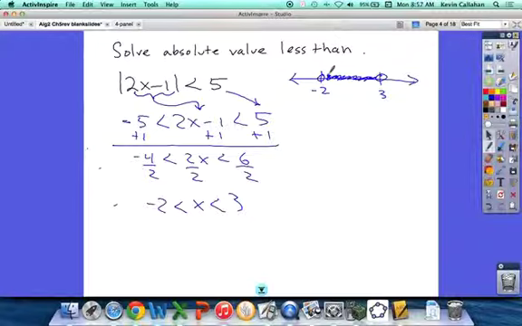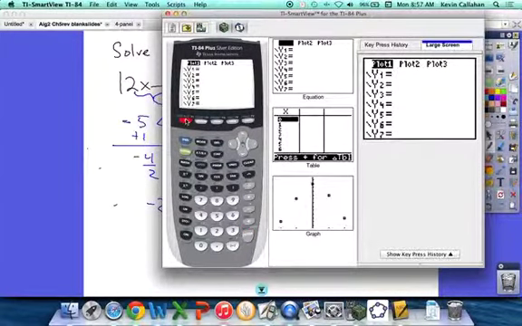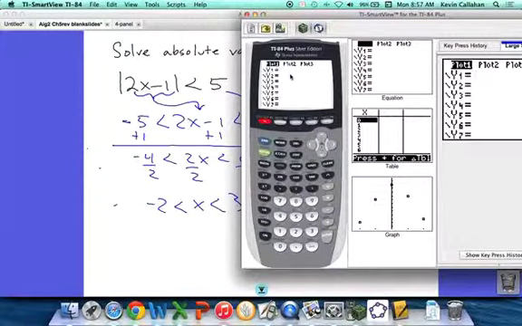Now, do you remember how you could put that in the calculator and have it make the graph? Because it is a graph. How do you put that in the calculator so it does the graph for you? Y equals. Remember, how do we put the absolute value of 2x minus 1 is less than 5 up here?